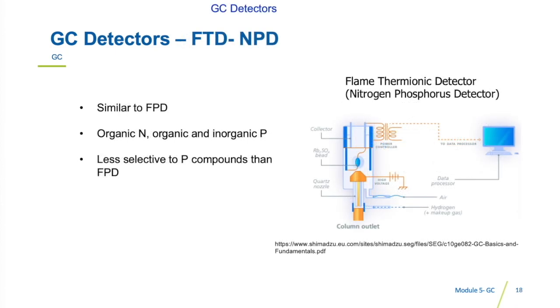The flame thermionic detector is a highly sensitive and selective detector for organic nitrogen compounds and inorganic and organic phosphorus compounds. It's also known as a nitrogen phosphorus detector, NPD, because it detects nitrogen and phosphorus compounds. Its selectivity to phosphorus compounds is lower than FPD. The main applications of FTD include the analysis of drugs, nitrogen pesticides, and phosphorus pesticides.